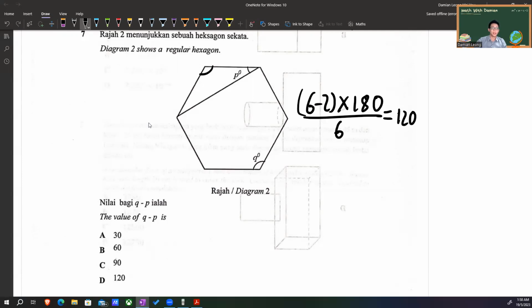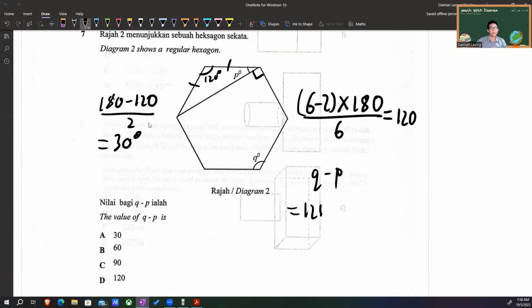So in a hexagon like this, basically, here will be 90 if I cut like that. If not, you can also use this triangle because this isosceles triangle, regular hexagon, all the sides same length. So if this is 120, I take 180 minus 120 divided by 2. I'll get 30 degrees. Or I can take 120 minus 90. I also get 30. So difference between Q and P, Q minus P, 120 minus 30, which is 90. Answer C.